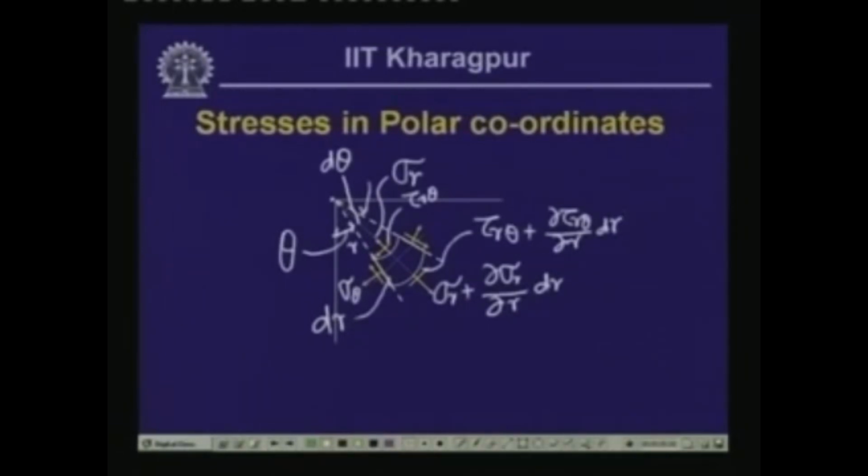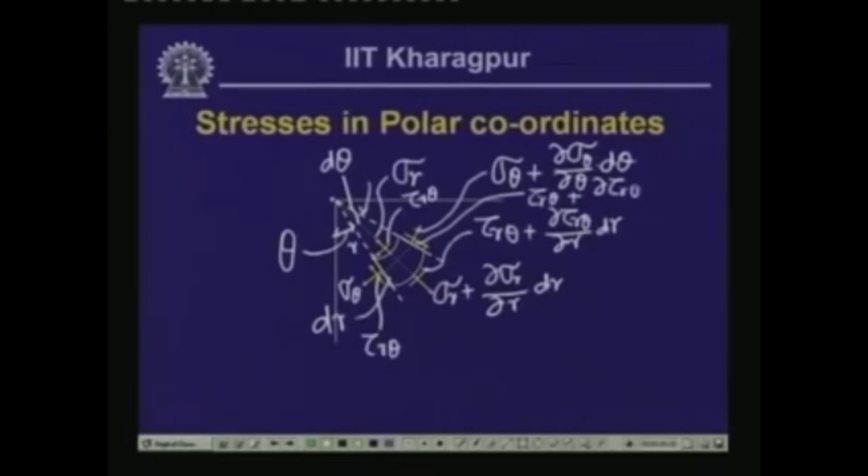On this we have sigma theta. So, on this particular surface, the normal circumferential stress is sigma theta plus del sigma theta by del theta times d theta, and the shearing stress acting on this surface is tau r theta, equal to tau r theta plus del tau r theta by del theta times d theta.